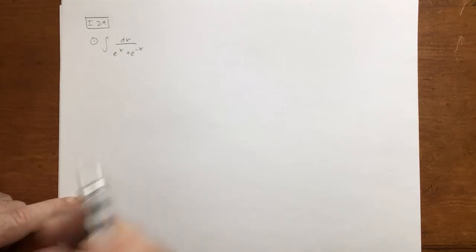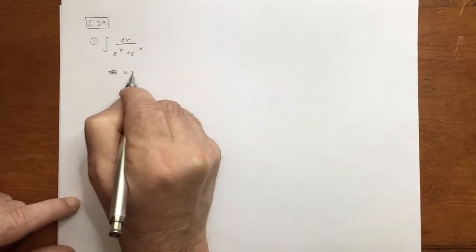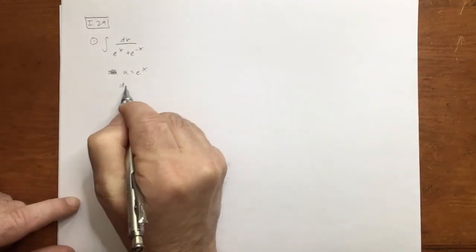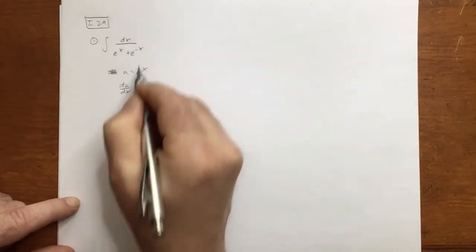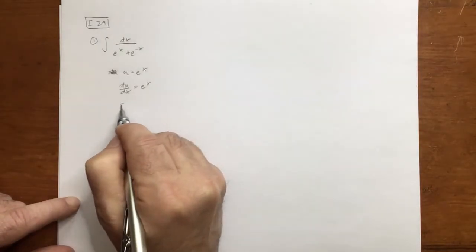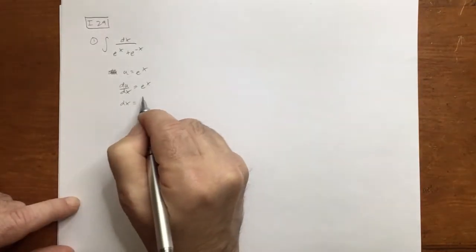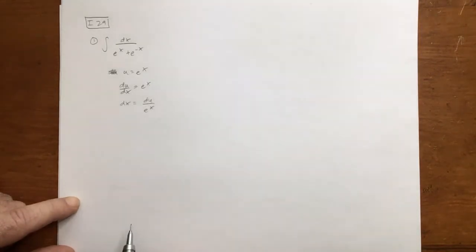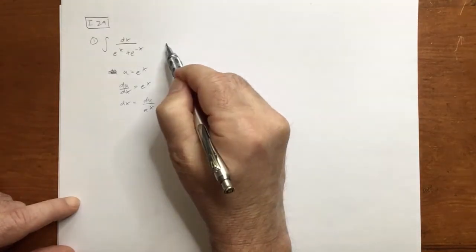Okay, so I'm guessing most of us tried this method. I'm going to let u equal e to the x and just see what I get. So I know that if I have du dx, the derivative of e to the x is just e to the x. Solving for dx, so I can replace it, so everything is in terms of u. Okay, so I get dx equals du over e to the x. Okay, so let's see what happens now if I try substitution.